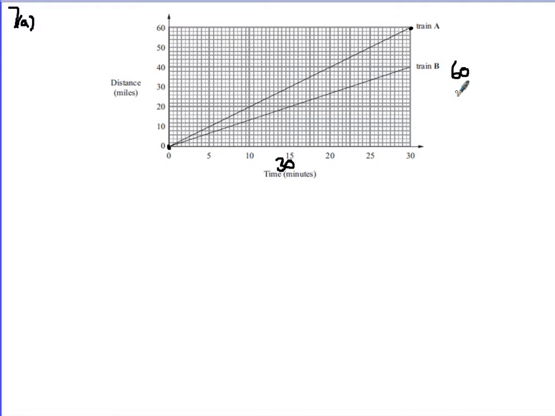So the gradient for the train, we're going to do 60, which is the change upward, and then divided by going across, 30. So that then gives you 2, and that'll be what? Miles per minute. That's a useful thing to say, how quickly that train is going.